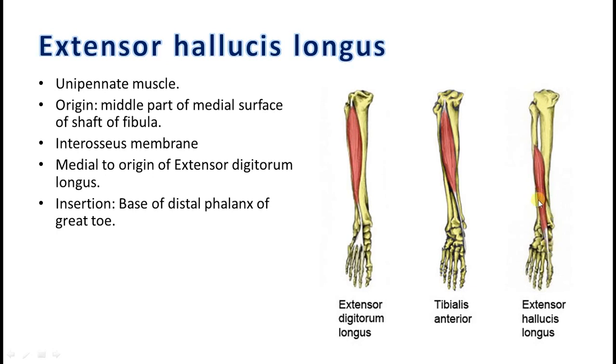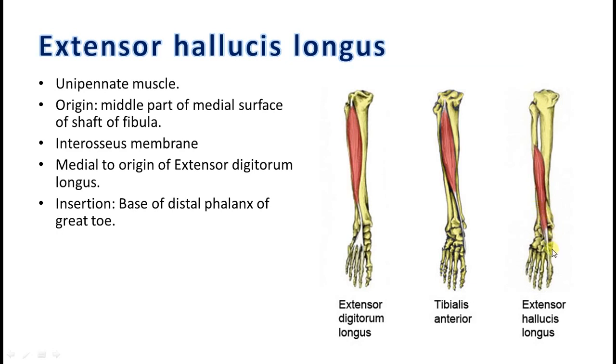So it passes deep to the superior and inferior extensor retinacula, all the muscles, even the tibialis anterior, this extensor hallucis longus, and inserted into the base of the distal phalanx of the great toe. Okay, that is the terminal phalanx of the great toe, and it will cross in the ankle part or in the lower part of the extensor compartment.